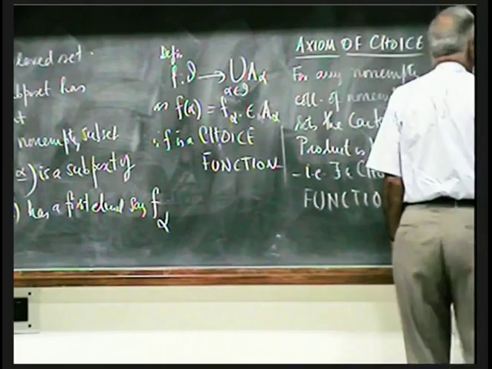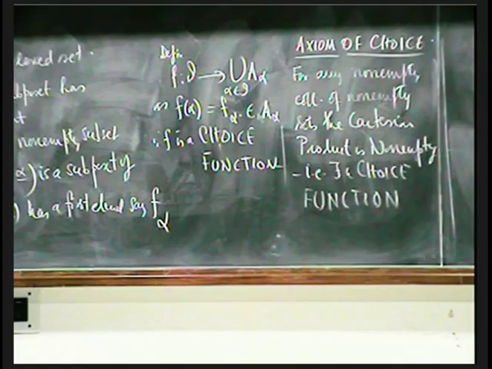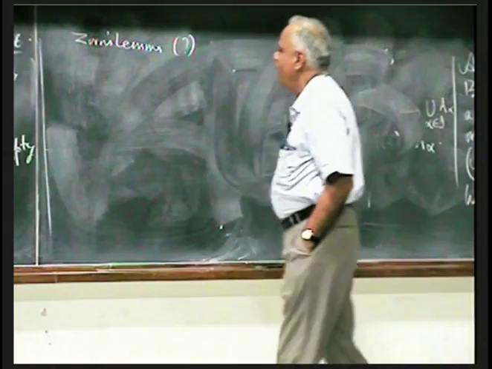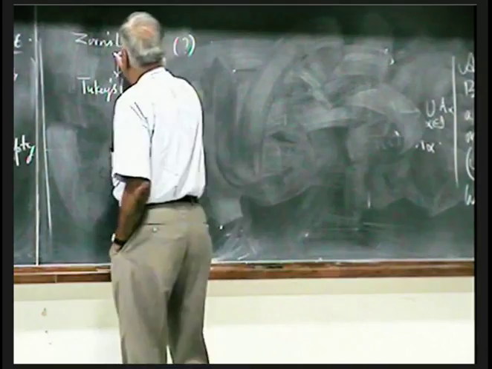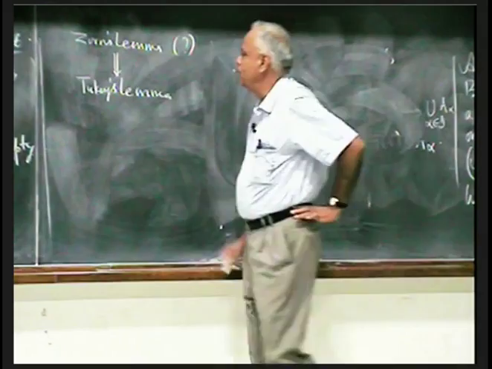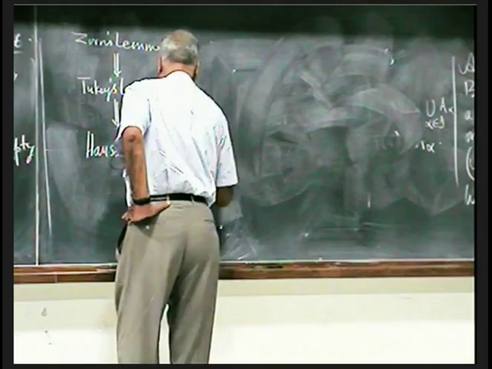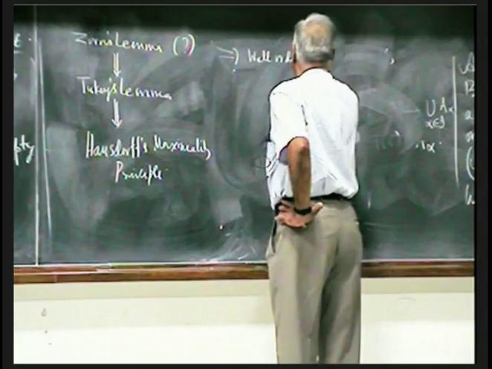So let's now recall many of the things that we have done. Some of the things we have proved, some of the things we have not proved. We had Zorn's lemma, which we did not prove, and then we had Tukey's lemma, which we got from here. So that fellow implied this. In a sense, if you had Zorn's lemma, Tukey's lemma was there. From Tukey's lemma, we proved the Hausdorff maximality principle. And we also proved from Zorn's lemma the well-ordering theorem. And from the well-ordering theorem, we proved the axiom of choice.